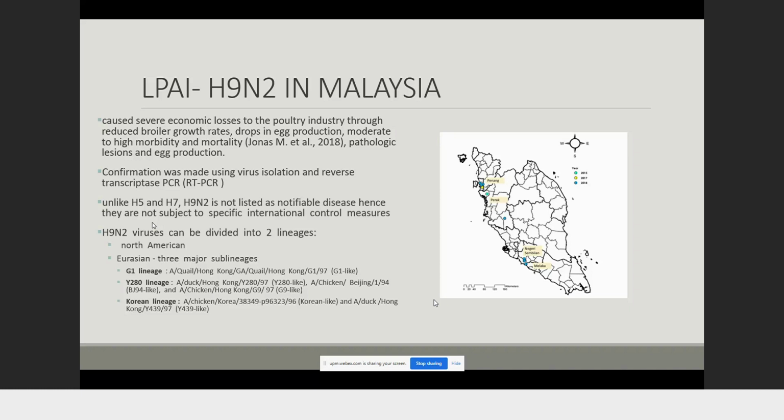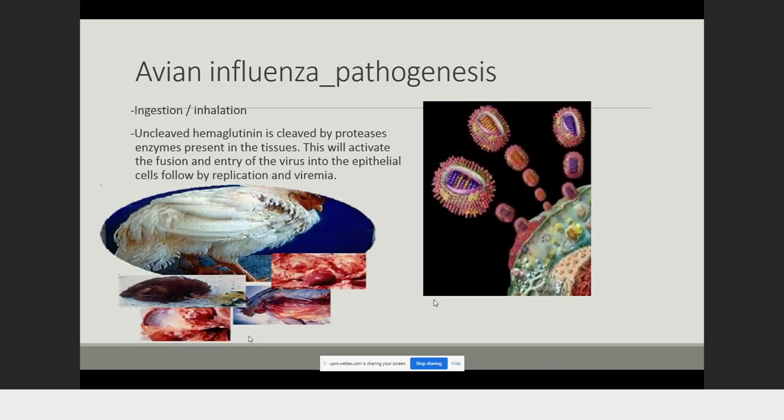Based on LPAI presence in Malaysia, it was derived from the Eurasian lineage, and the isolates found in these regions were representative of the G1 lineage, Y280 lineage, and Korean lineage. That is somewhat about low pathogenic avian influenza.